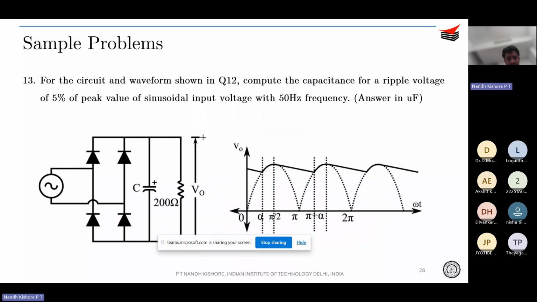Again, it is the same question. For the circuit and waveform shown in figure 12, compute the capacitance for a ripple voltage of 5% of peak value, for the sinusoidal input voltage with 50 Hz frequency. So now the question is, calculate what is C.